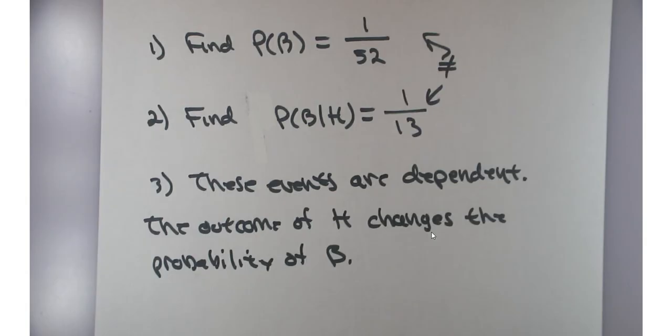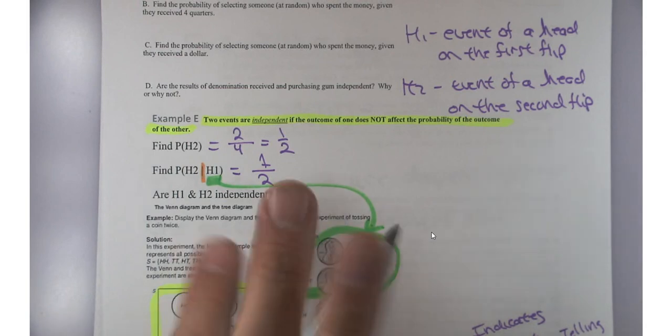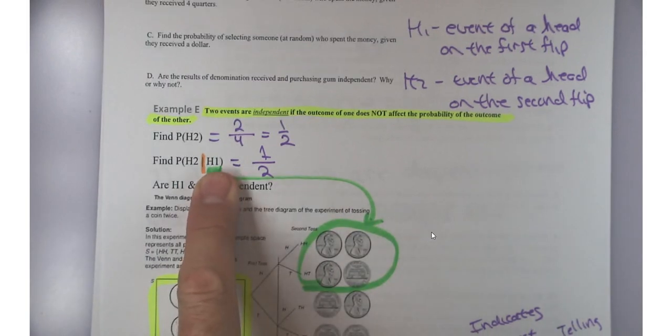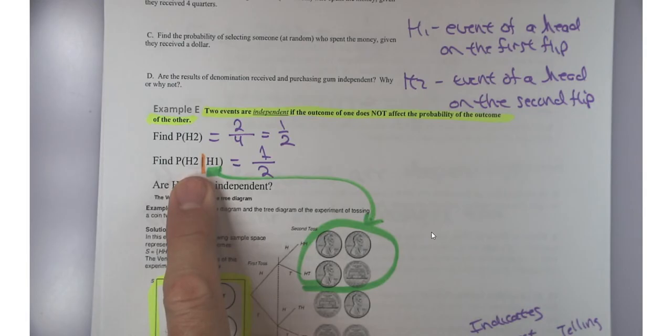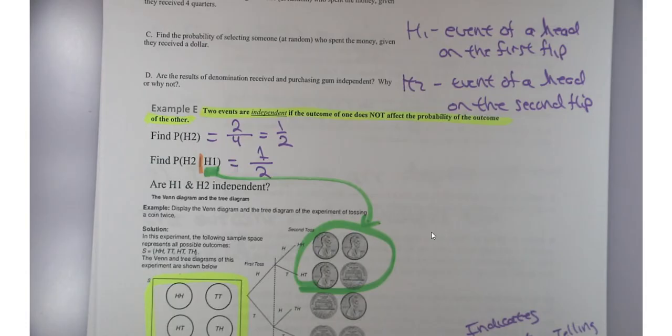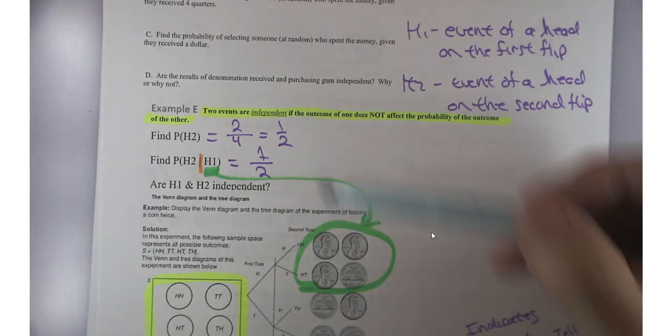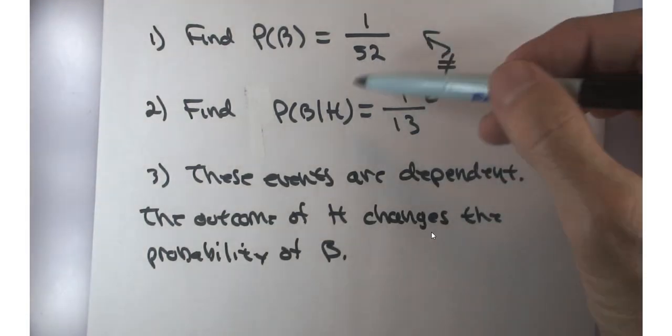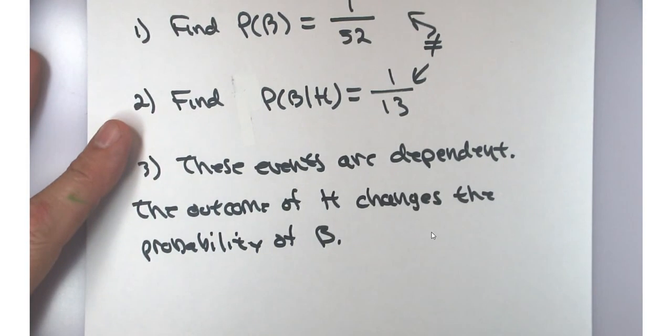Compare that to what happened in this example. Did knowing that you got heads on the first flip give you a better chance of getting heads on the second flip? No. So this extra information did nothing for you. It didn't change the probability. So these were independent, whereas over here, that extra information changes your probability.